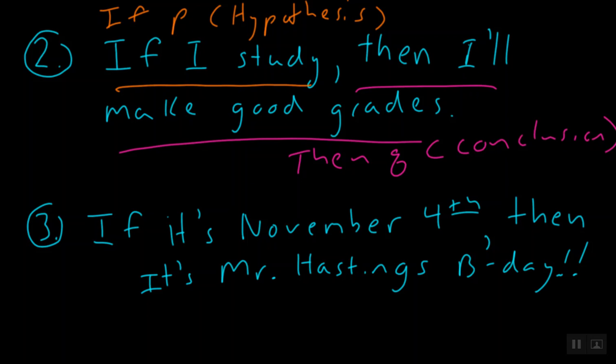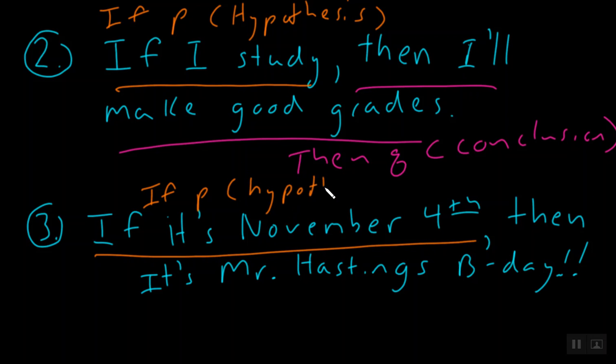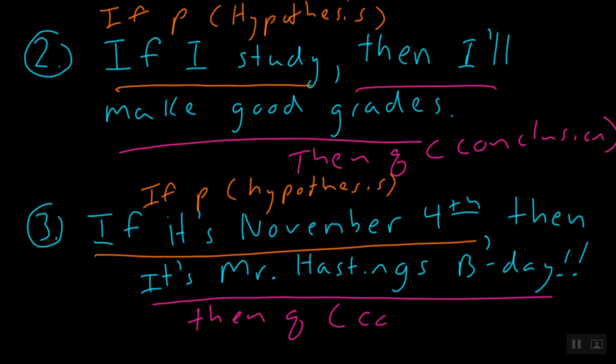All right, let's try number 3. You can start to tell that these questions right here are fairly simple. Number 3: if it's November 4th, this Wednesday, we could say if P, this is our hypothesis. Then it's Mr. Hastings' B-Day. Well, of course, that's true, and it is our conclusion. So we could say then Q, or our conclusion. Now let's start applying these to some different concepts. Finish taking your notes and let's move on.